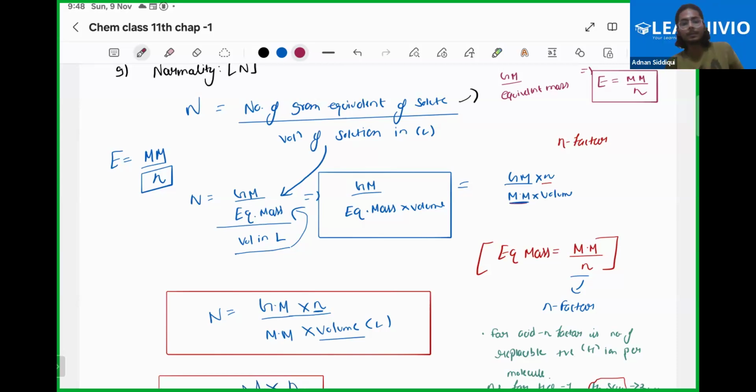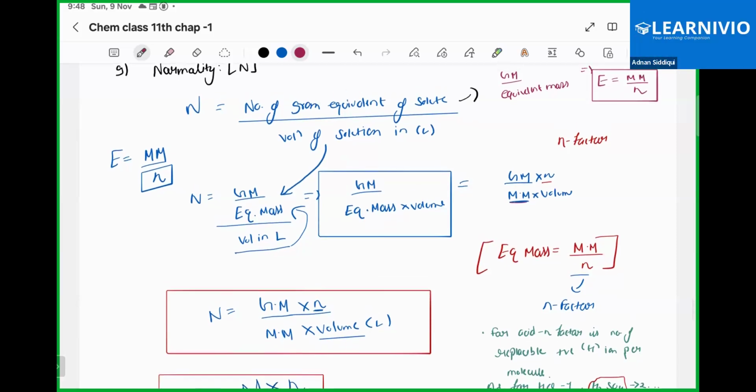So let us continue. We have the last concentration term, which is normality, right? And this normality is not going to appear in your exam. The chances are very low, but it is important if you are giving some competitive exam. So let us talk about it as well because it is very, very similar to molarity, right?